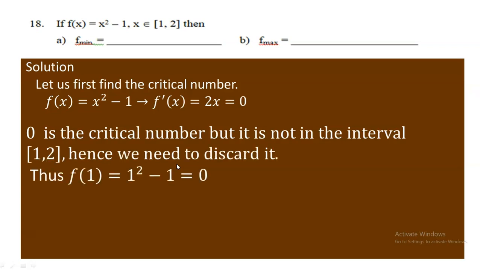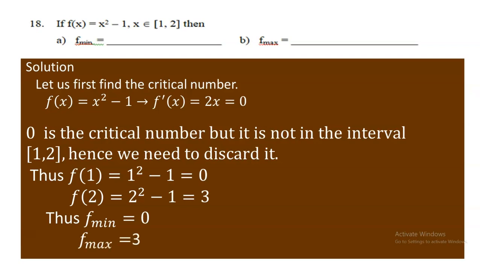So when you substitute 1 there, it will be 0, because 1 squared minus 1 is 0. And as you are substituting 2, it will be 2 squared minus 1, which is 3. So clearly, the minimum value is 3, and the maximum value is what? The minimum value is 0, sorry. The maximum value is going to be what? 3. These are called global or absolute extreme values, okay?